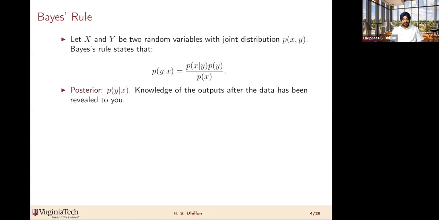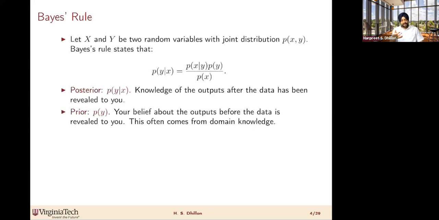P of y given x, the term on the left here, is the knowledge of the outputs after the data has been revealed to you. After the input is revealed, what can you learn about the output from that input? That is the probability of y given x. We call it a posterior. And when we come to the MAP estimator, this is what we will be maximizing.